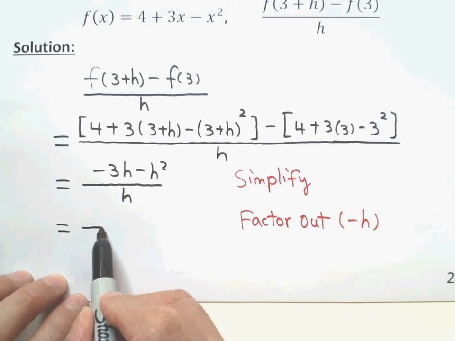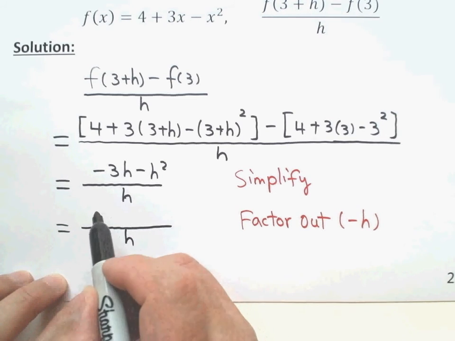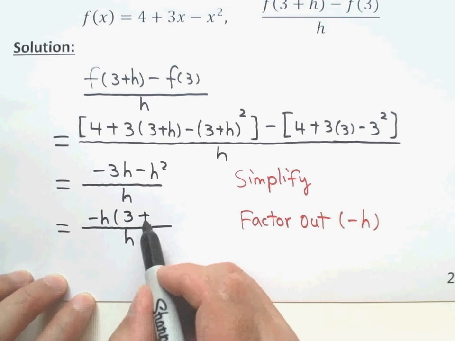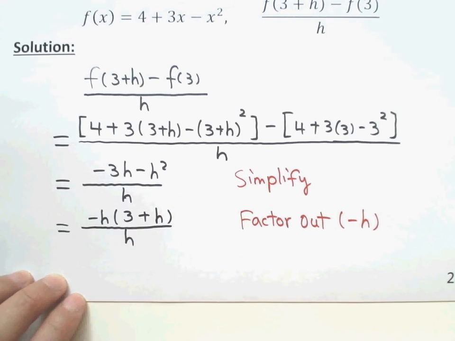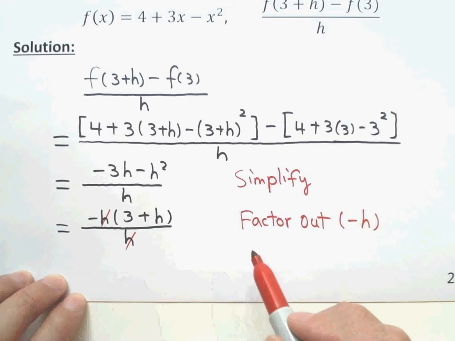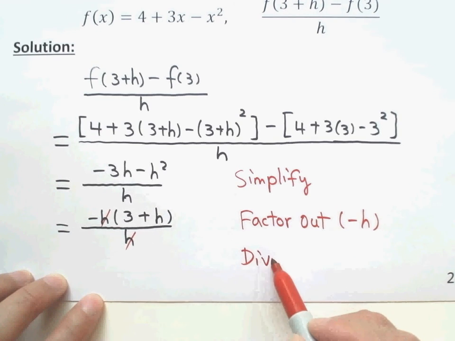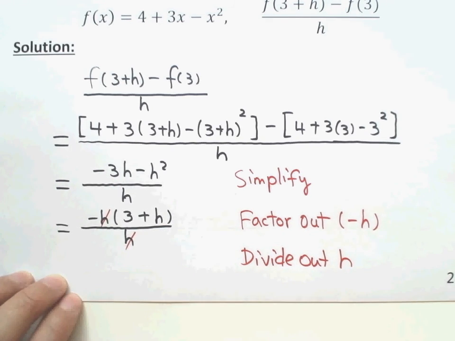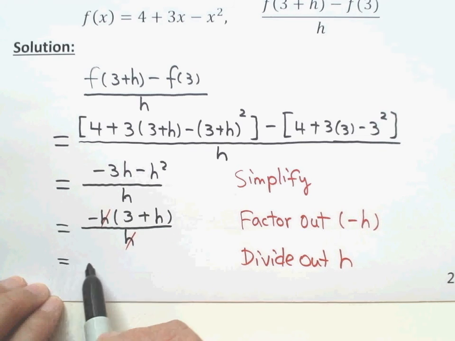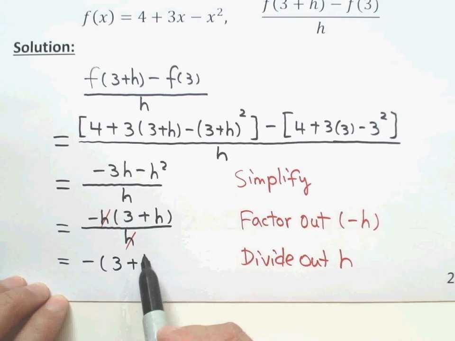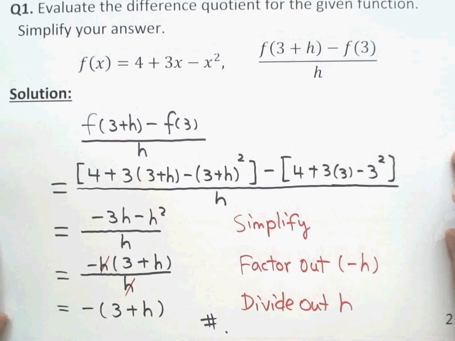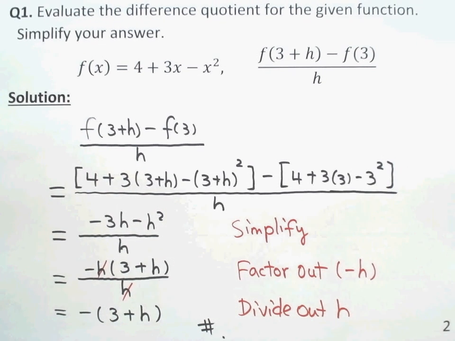What do we get? H is here. Negative h factored out, so we have 3 left, and positive h left. Then this h and this h we can cancel, so we can divide out h, and what we get is negative 3 plus h, in parentheses. So this is the answer for this difference quotient. That's all. Thank you.